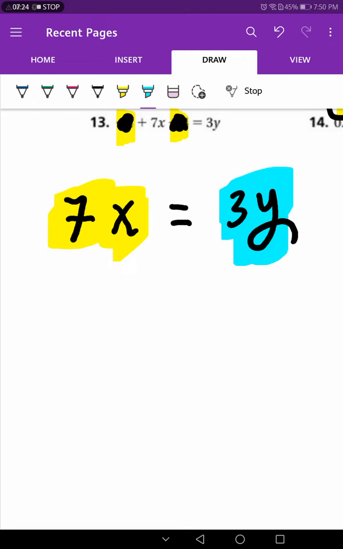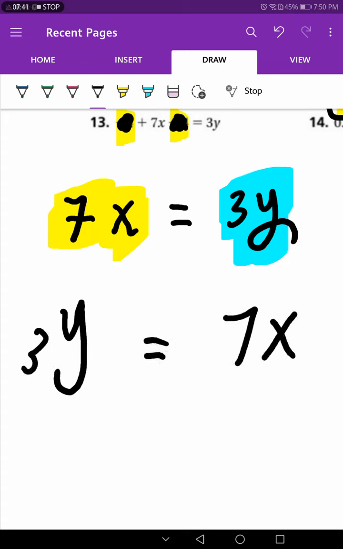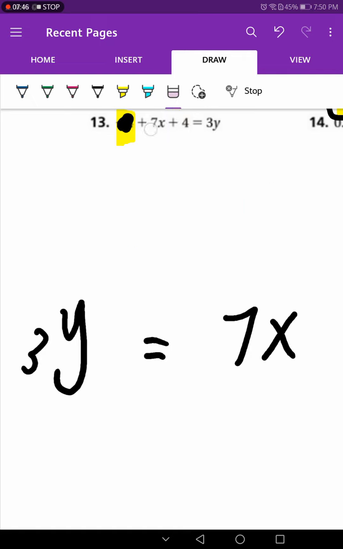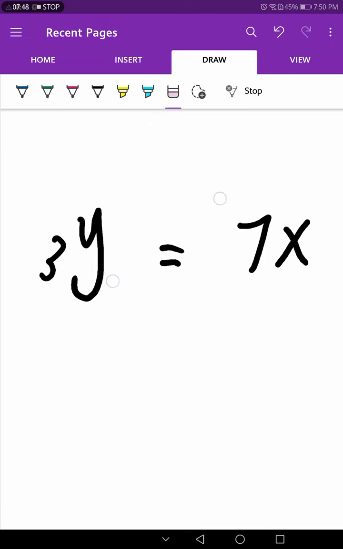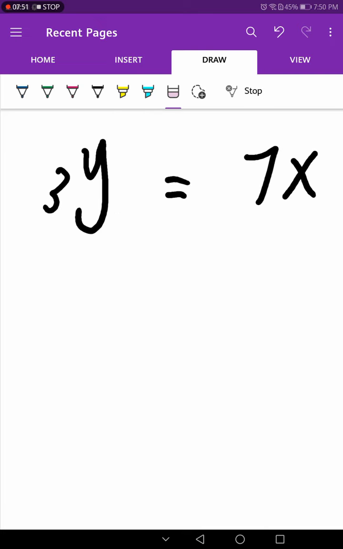So I have a direct variation equation. Now I am trying to make the y alone. Let me switch it. I like to start with the y. 3y equals 7x. I can write it like this. Don't hesitate about this. Let me erase everything here. Now we have to make the y alone and happy. So what do I have to do? Yes, tell me. Great. Divide by 3.